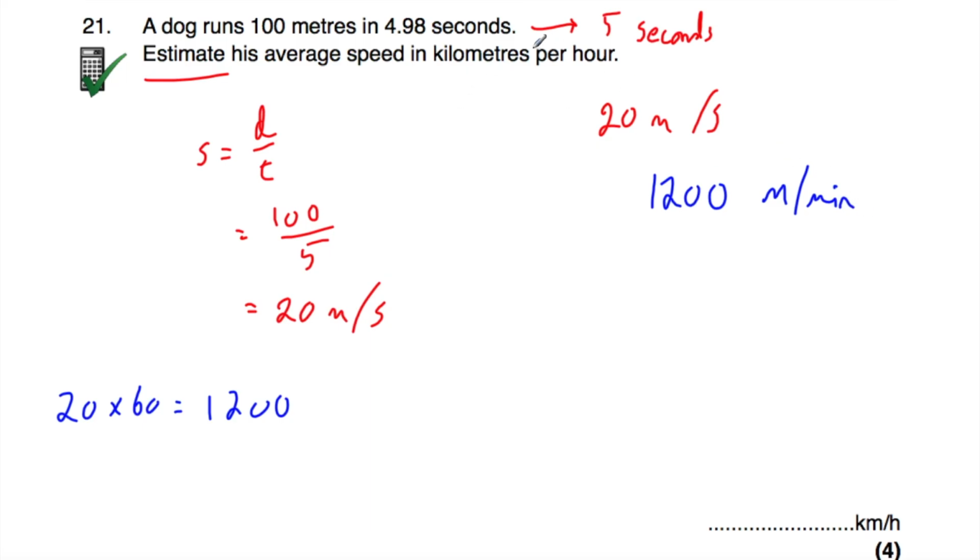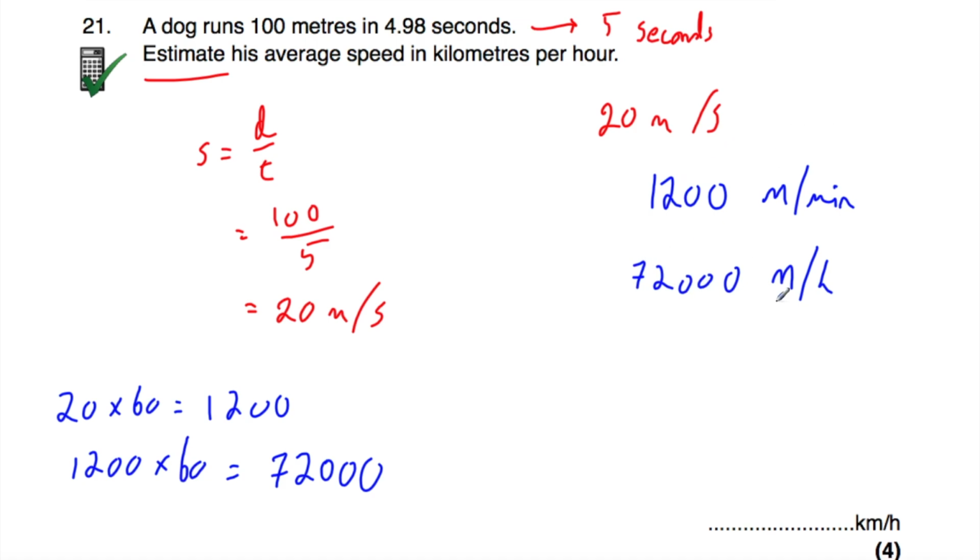We actually want kilometers per hour, not meters per minute. So now let's change to meters per hour. There are 60 minutes in an hour, so we need to times by 60 again. So 1,200 multiplied by 60 is equal to 72,000. It's a calculator question, so you can type that bit into your calculator if you wanted to. So 20 meters per second would be the same as 1,200 meters per minute, which would be the same as 72,000 meters every hour if the dog's running at that same speed.